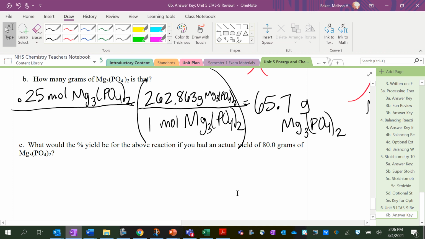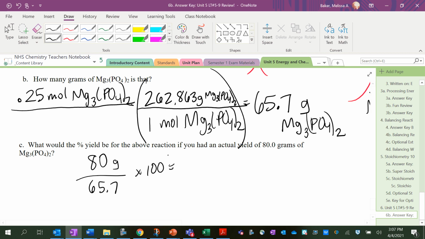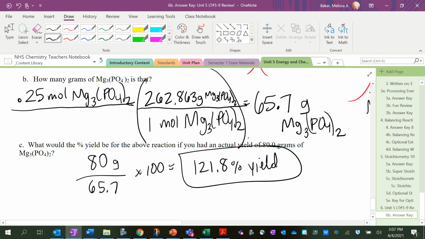Okay. We got an actual yield of 80 grams and our theoretical yield was 65.7. So 80 divided by 65.7 times 100, we got a 121.8% yield. Usually you don't get over 100%, but your error can be off too. So there you go. Nice work, everybody.